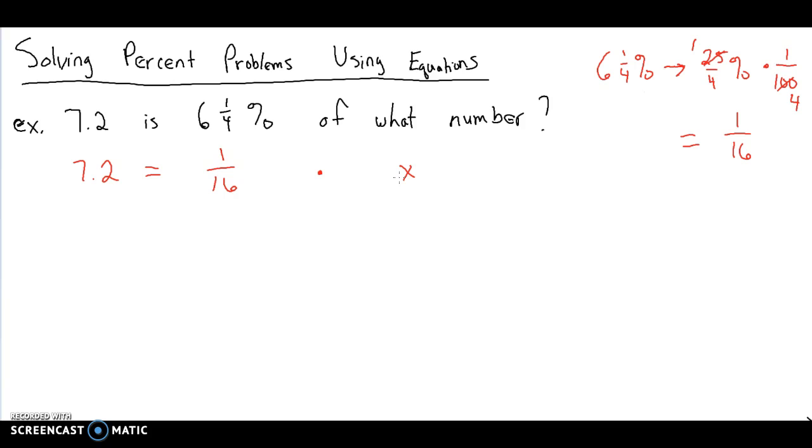Okay, so we have our equation. We have 7.2 equals 1/16 times x. Okay, so we want to solve for x. So to get rid of it, technically we're going to divide by 1/16. Right. And remember, when you divide by 1/16, you're really multiplying by the reciprocal, so x is going to equal whatever 7.2 times 16 comes out to. Let's go ahead and do that work off to the side as well.